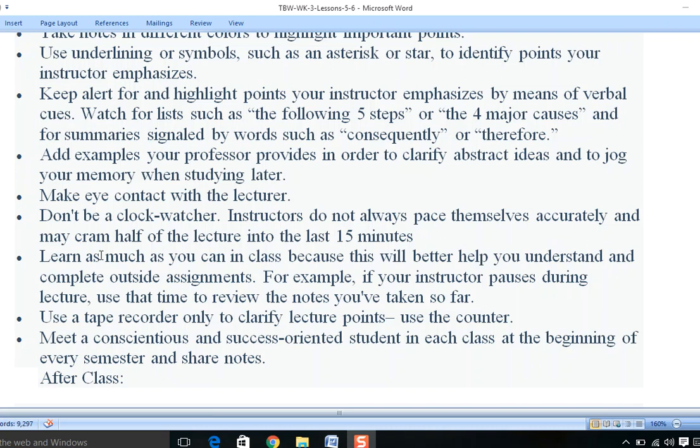Fine. Learn as much as you can in the class because this will better help you understand and complete outside assignments. Meaning, do not solve assignments while the class is going on. Fine. So be a part of the class. For example, if your instructor pauses during the lecture, use the time to review the notes you have taken so far. Many teachers take some pauses or give you some rest time. In this time you can review your notes, what has been noted and how much has been missed.